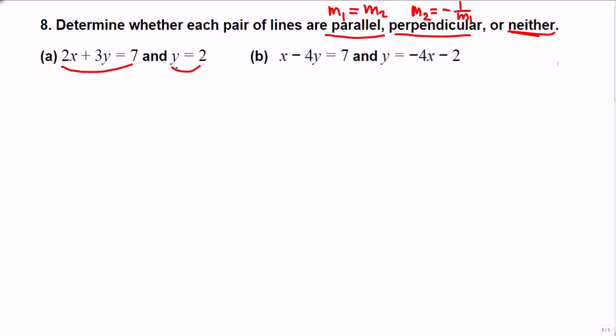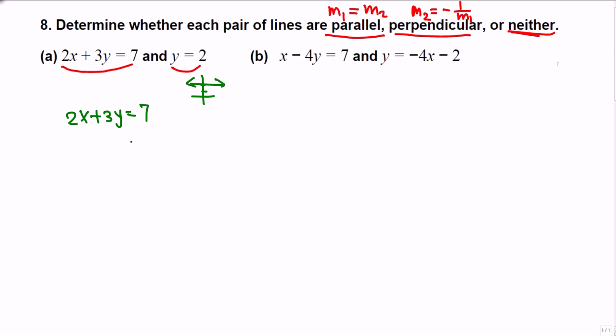Okay, so y equals 2, this is a horizontal line, right? So the slope is 0. For y equals 2, slope is 0. Now let's find the slope of this line: 2x plus 3y equals 7.